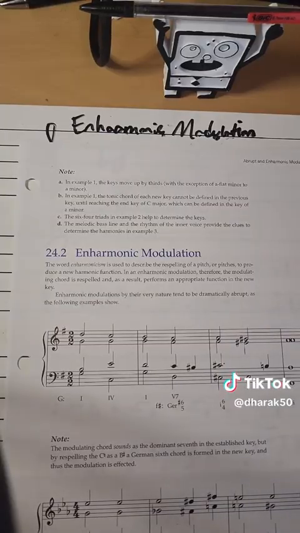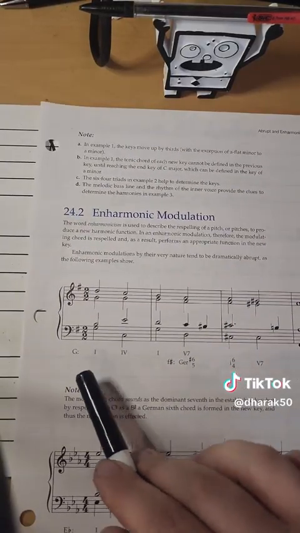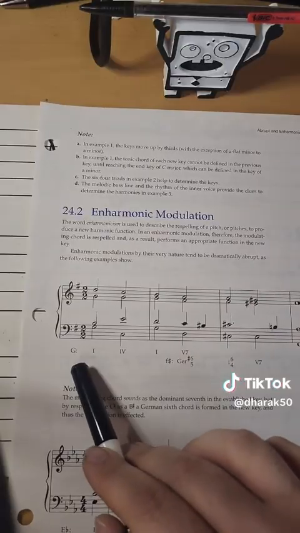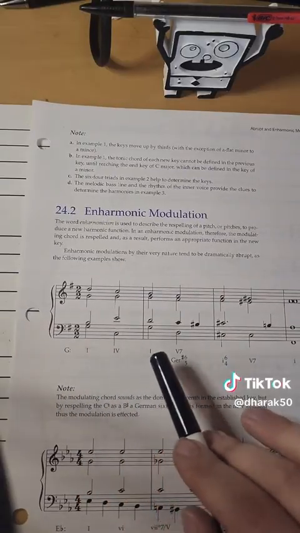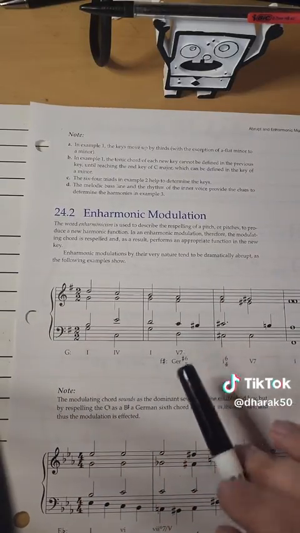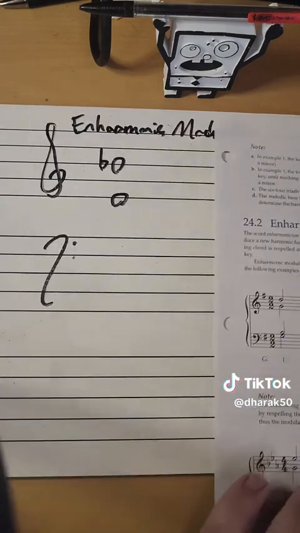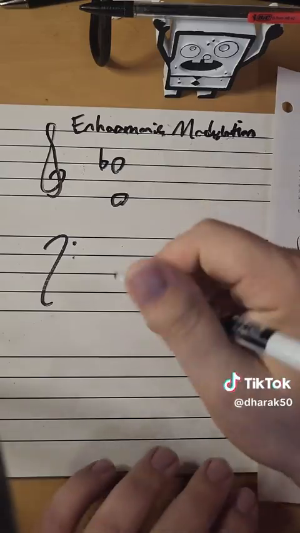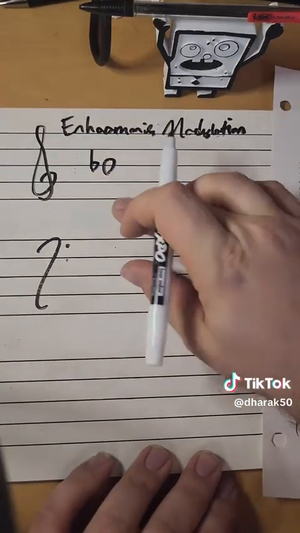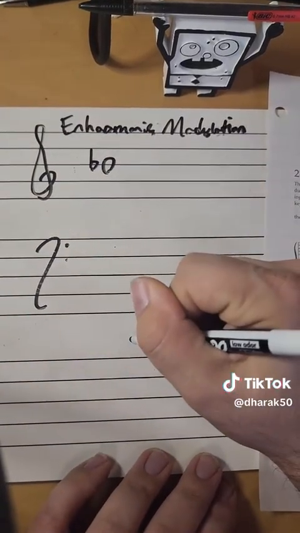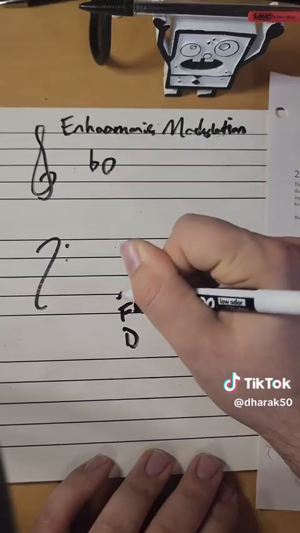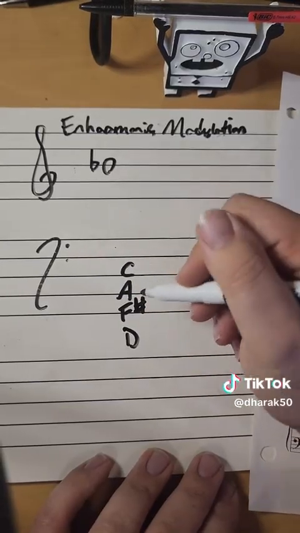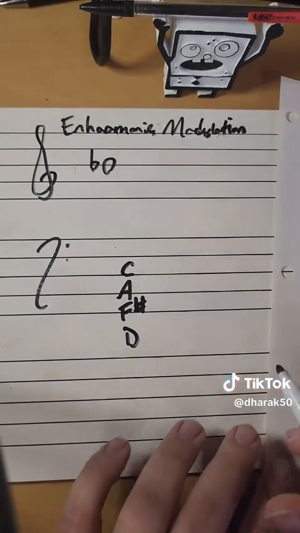For our explanation here, we have a passage in G major. We have a 1, 4, and 1, and go to a 5, 7. Now 5, 7 in G is going to be D, F sharp, A, and C.